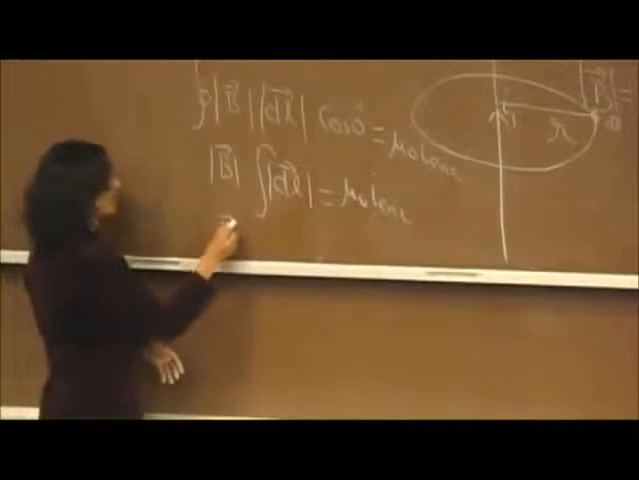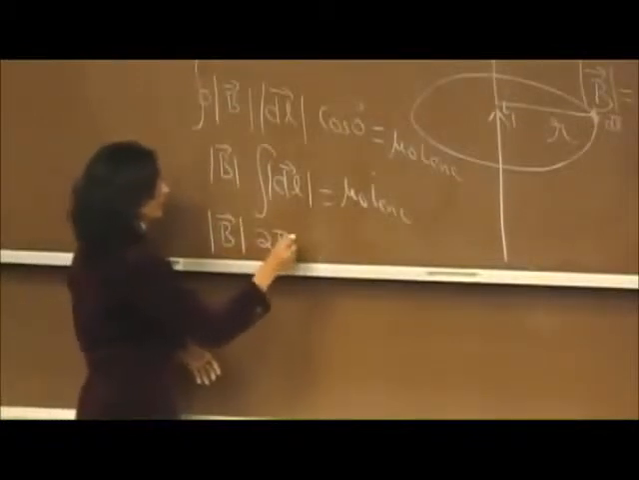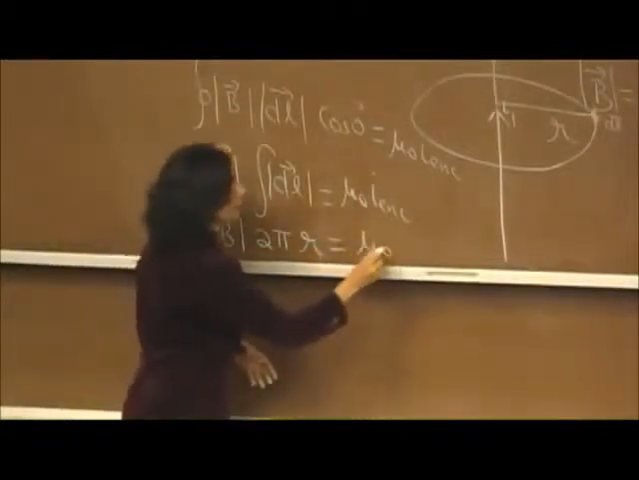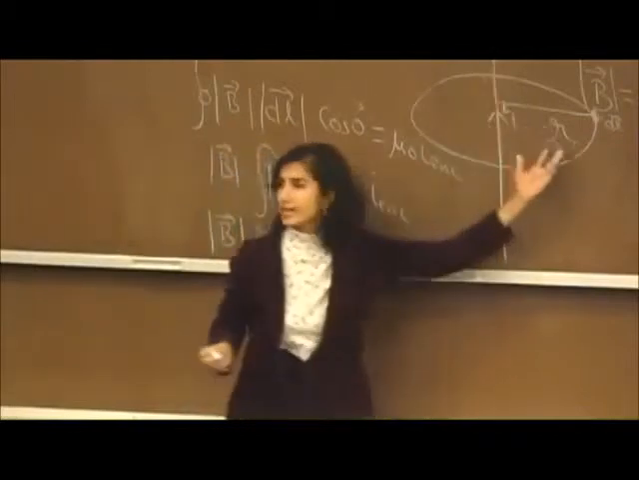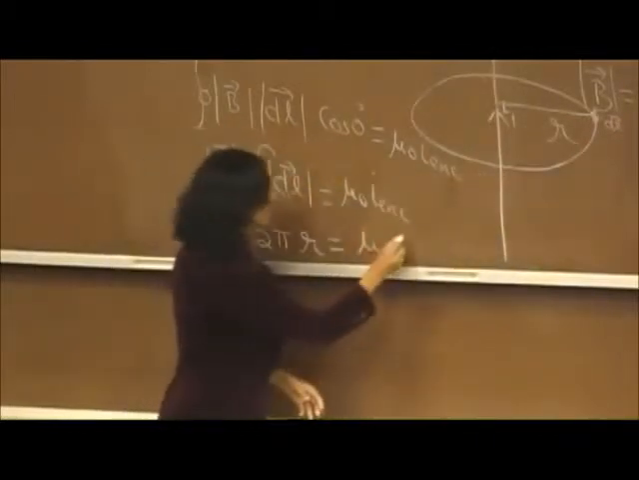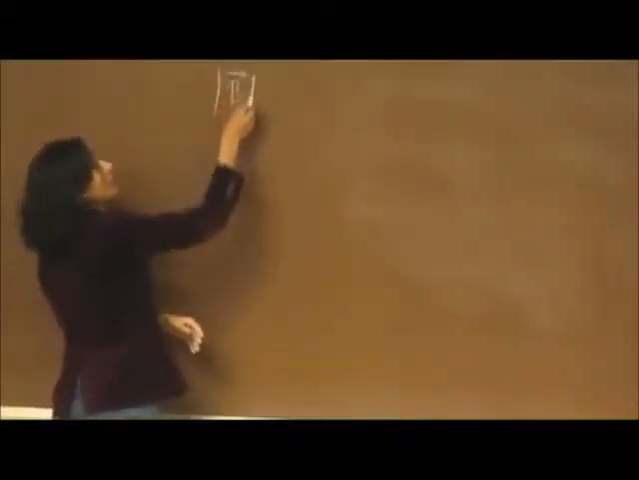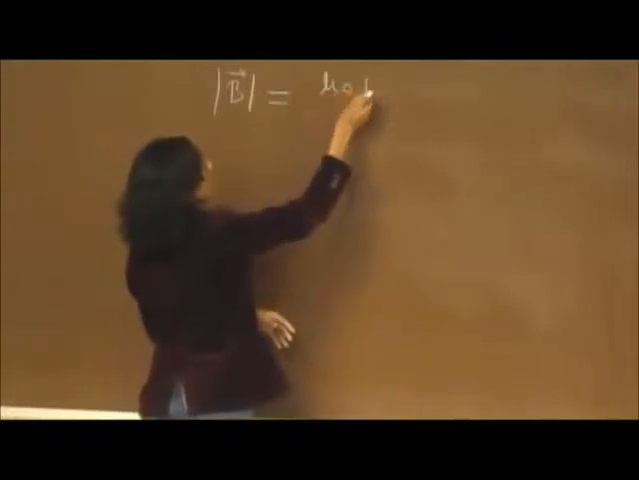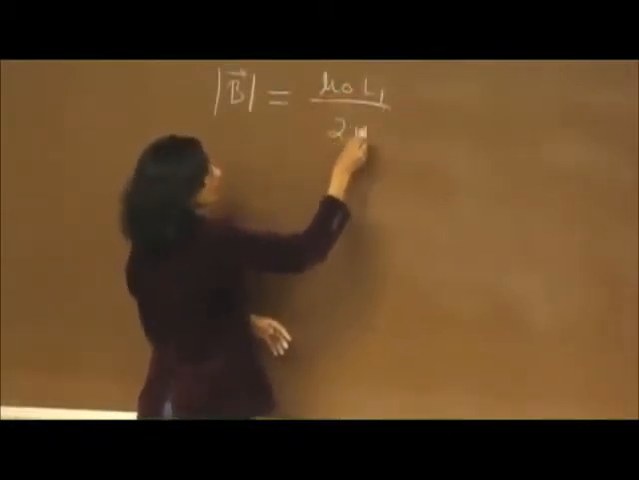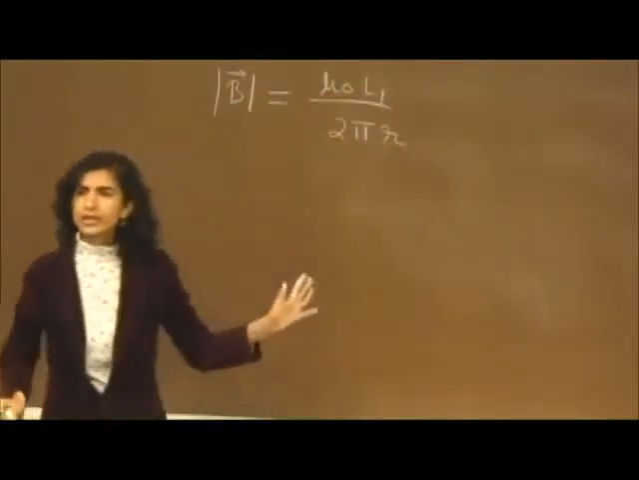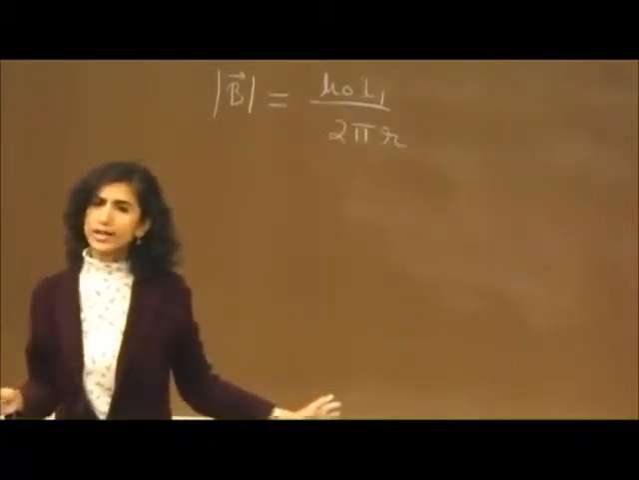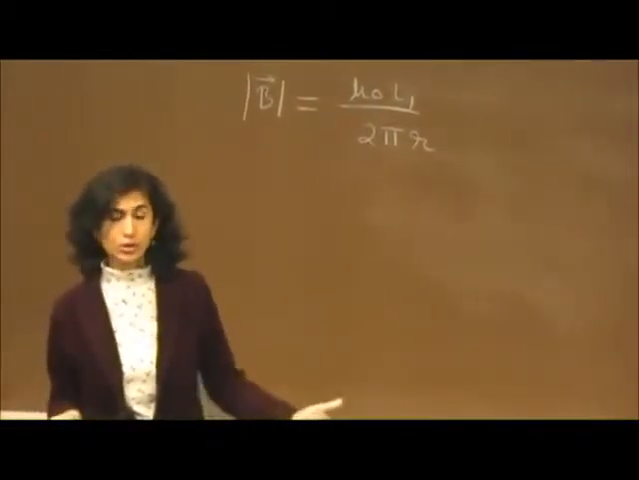So what we get is that B times 2 pi r is equal to mu 0 times the current enclosed, and the whole current is enclosed, right? So if this current is I1, that whole current is enclosed, and so what I get is that the B magnitude is mu 0 I1 over 2 pi r. I'm not doing anything new. This is something that we already did last time. It's all there in your notes.